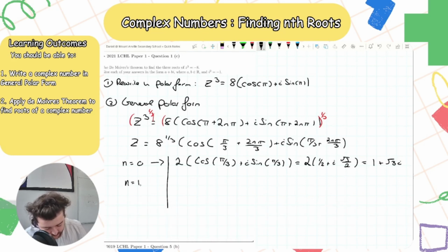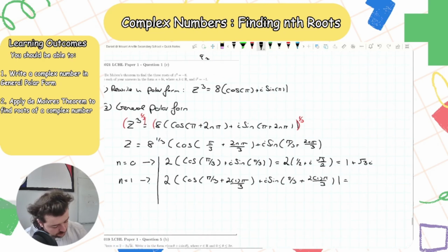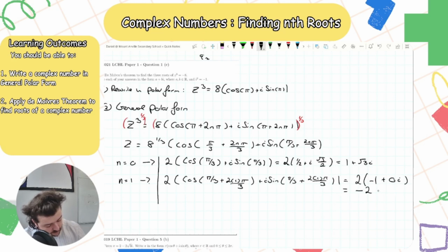My second solution is going to be when n is equal to 1. So cosine of pi over 3 plus 2 times 1 pi over 3, plus i sine of pi over 3 plus 2 times 1 pi over 3, which is equal to cosine of pi over 3 plus 2 pi over 3, which is equal to minus 1. That's 2 times minus 1. Then sine of pi over 3 plus 2 pi over 3 is going to be 0. So my second solution is going to be minus 2 plus 0i.